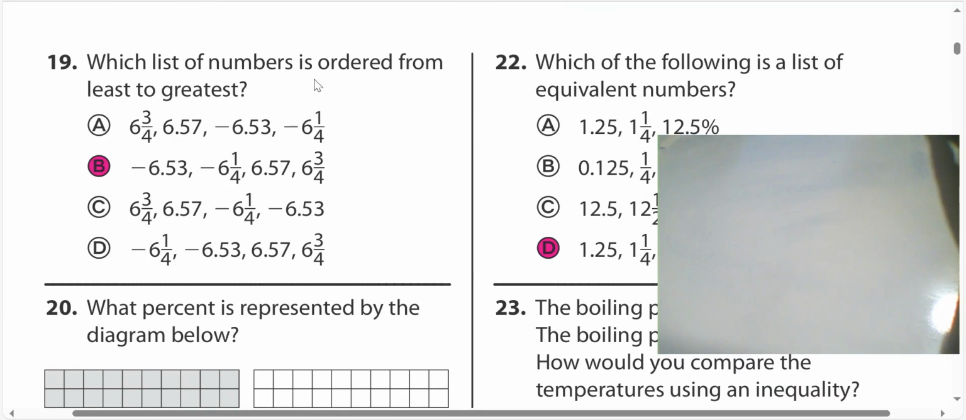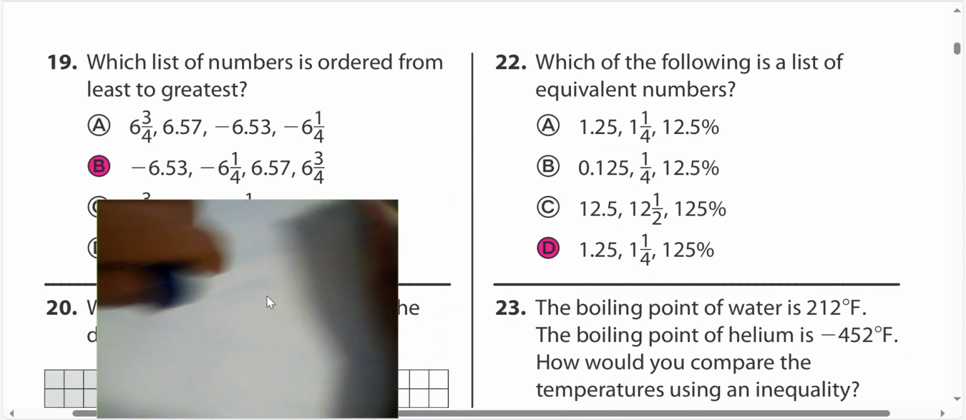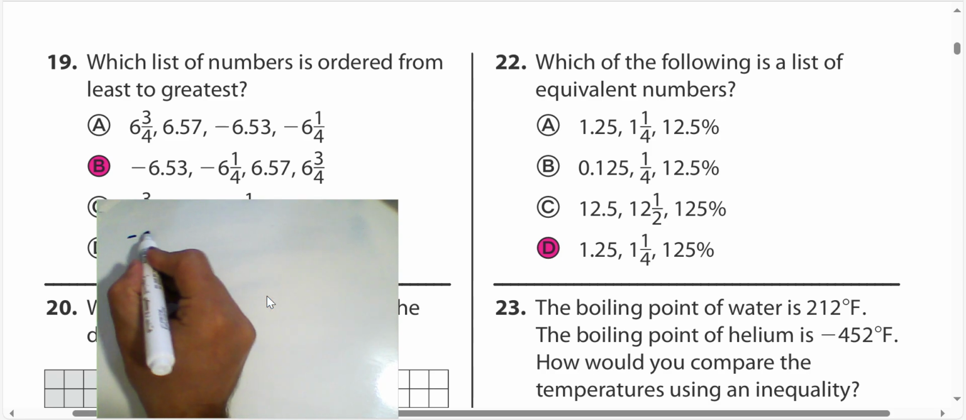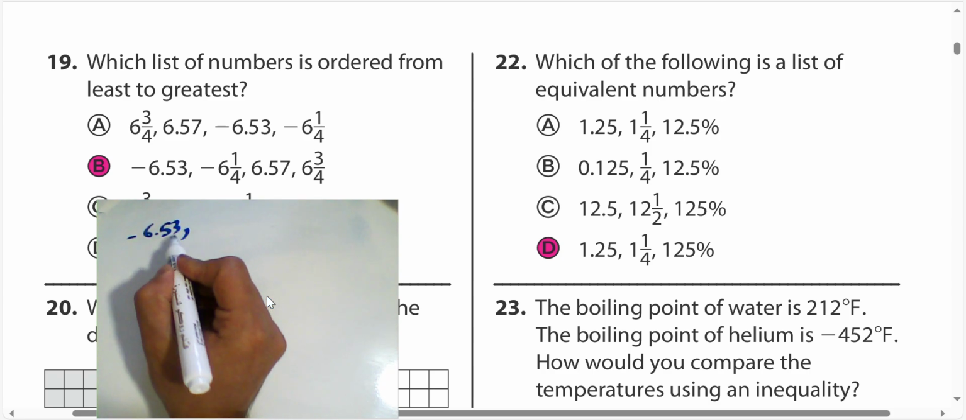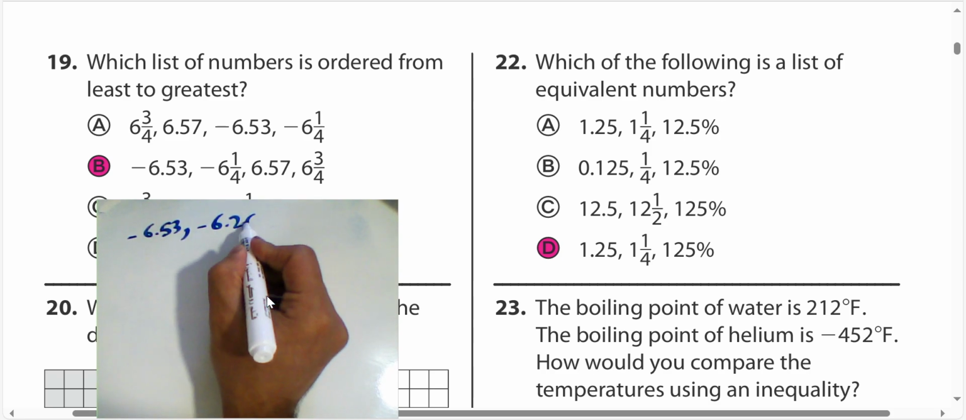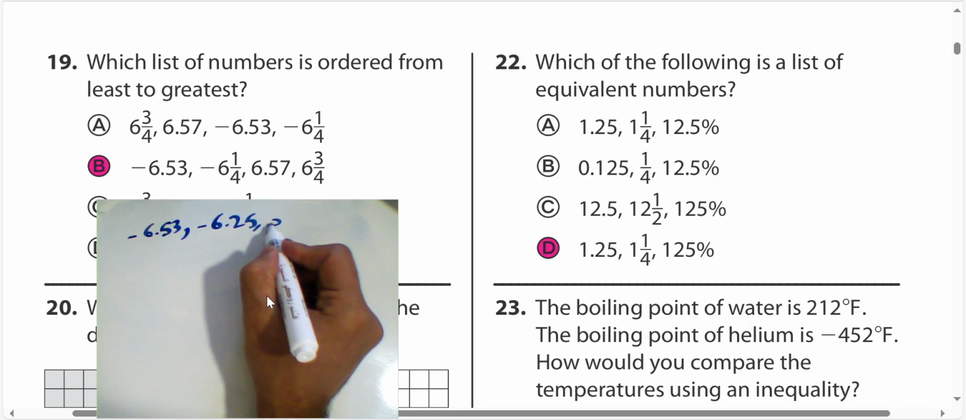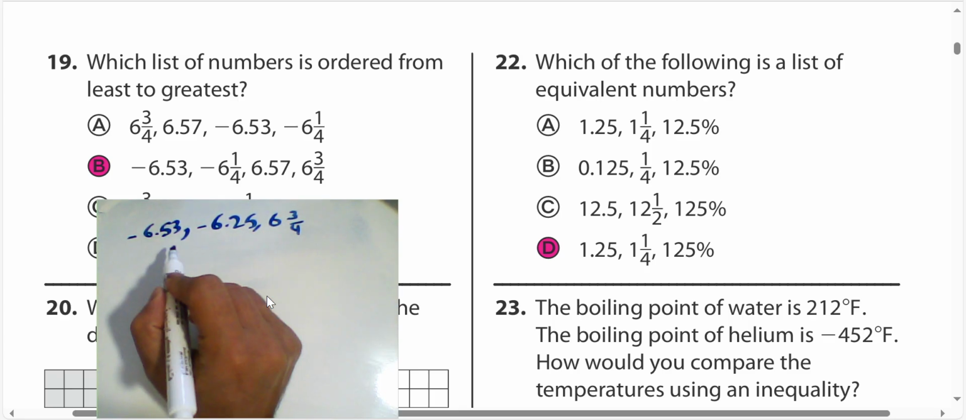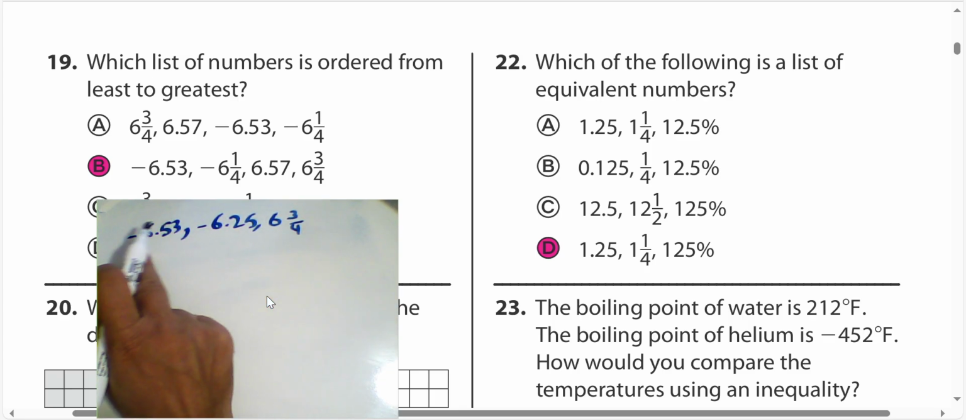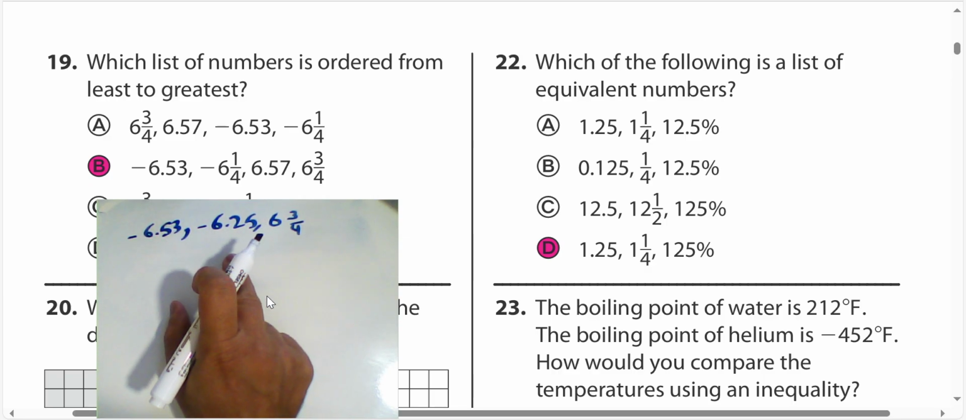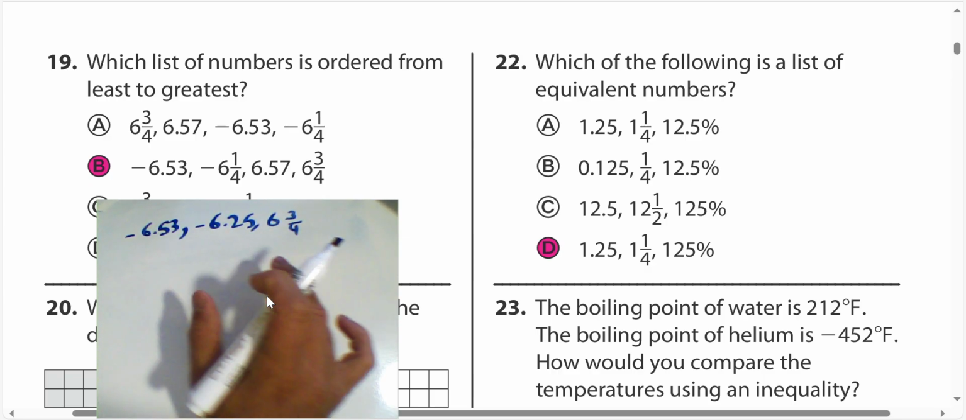Which list of numbers is ordered from least to greatest? Letter B, because we have negative 6 and 53/100, negative 6 and 1/4, and positive 6 and 3/4. That is negative 6.53, negative 6.25, and 6 and 3 over 4.